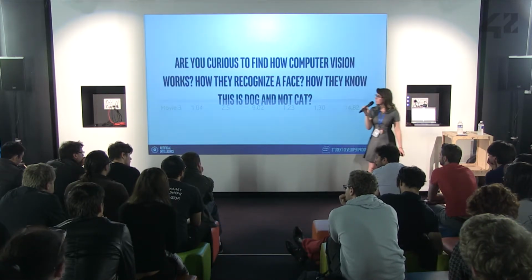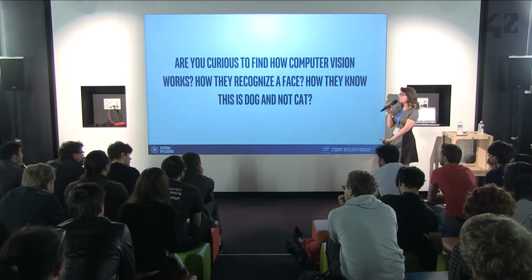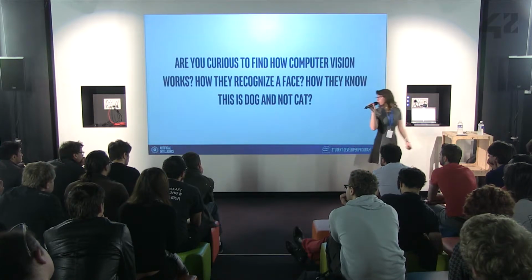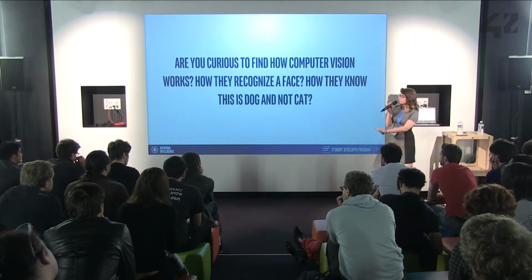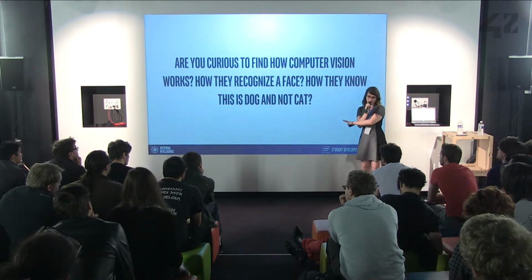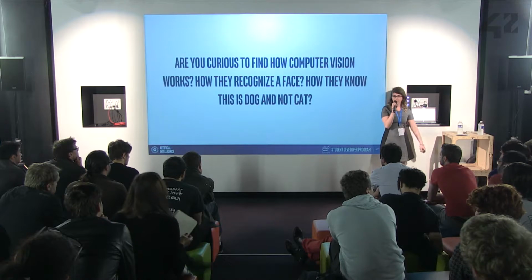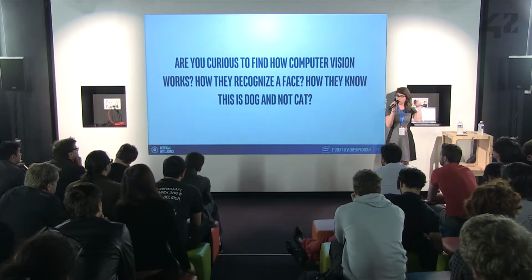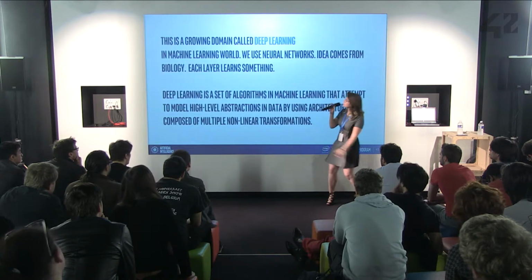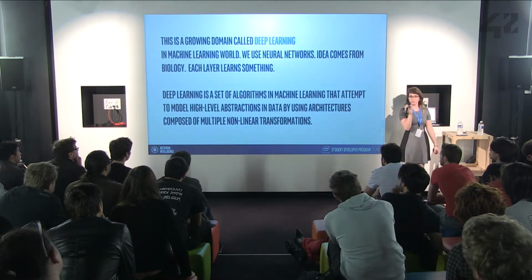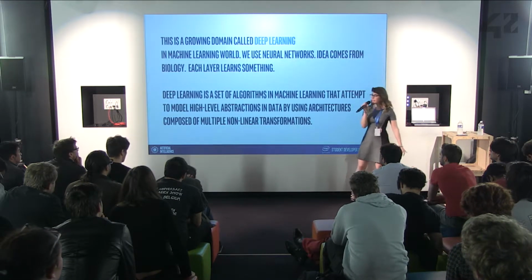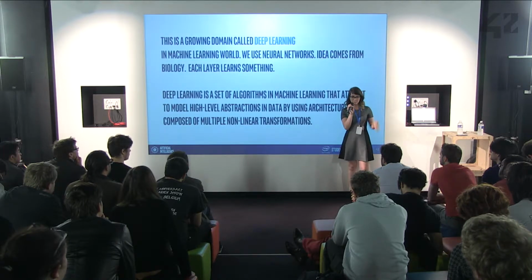So like I told you, what I do basically is computer vision. So if you're interested in how computer vision works, how they recognize a face, or how they know if, like the example that I showed you, this is a dog or a cat, or how Facebook knows who you want to tag, we're going to have a deep learning workshop later, like they already said. So we're going to explain a little bit more deeply into deep learning.